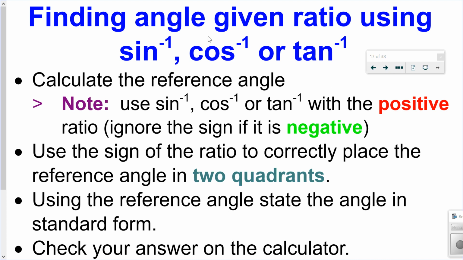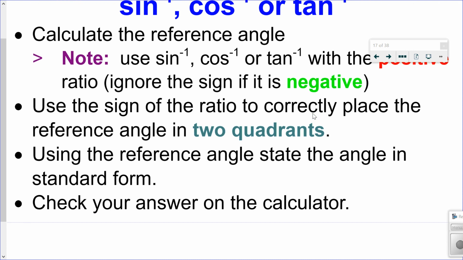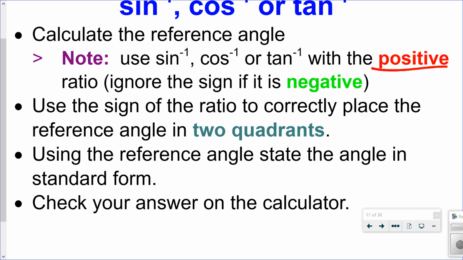Okay, so here's what we're going to do. Find an angle given a ratio using sine inverse, cos inverse, or tan inverse. So first thing is we find the reference angle. To find the reference angle on the calculator, we always want positive ratios. If the question gives you sine, use sine inverse. If the question gives you cosine, use cosine inverse. If the question gives you tan, use tan inverse. So use sine inverse, cos inverse, or tan inverse with the positive ratio, even if it's negative. The negative sign helps us correctly place it in two quadrants.